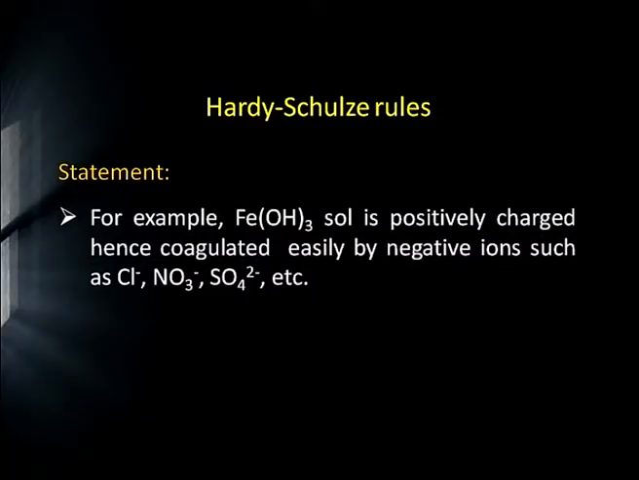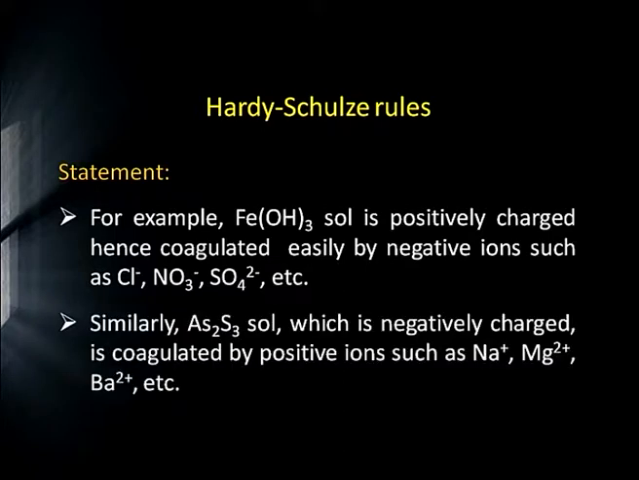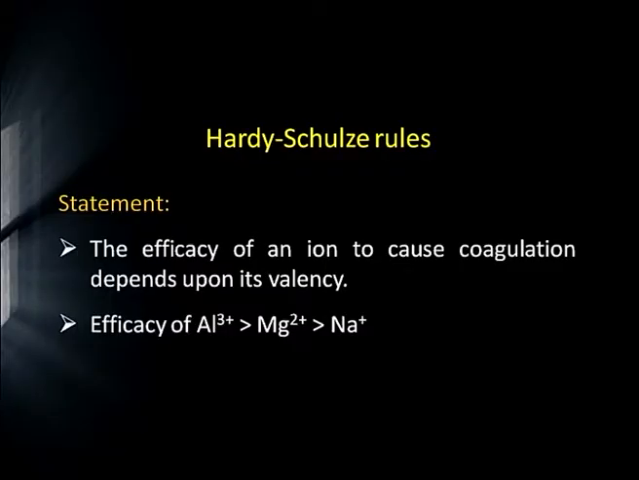Ferric hydroxide sol is positively charged and hence can be coagulated easily by negative ions such as chloride, nitrate, sulfate, phosphate, etc. Similarly, arsenious sulfide sol, which is a negatively charged sol, can be coagulated by positive ions such as sodium, magnesium, barium, aluminum, etc. The efficacy of an ion to cause coagulation depends on its valency. We can see that the efficacy of trivalent aluminum is much greater than that of magnesium ions, which are divalent, and that of sodium, which is monovalent.